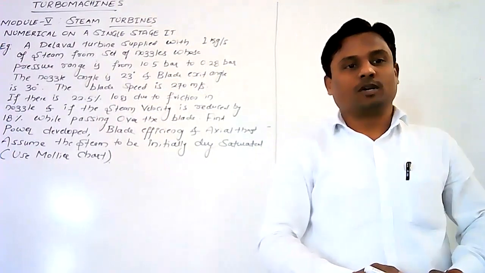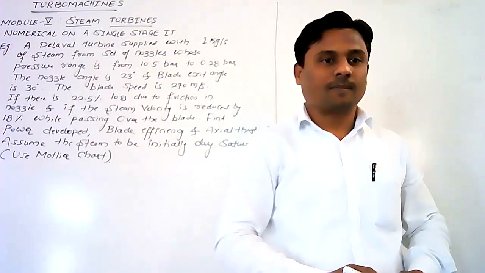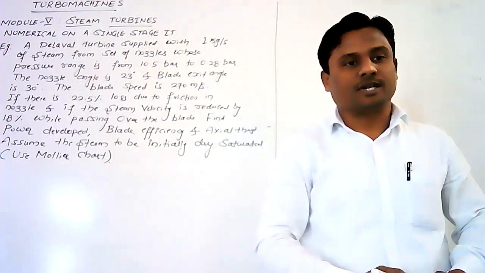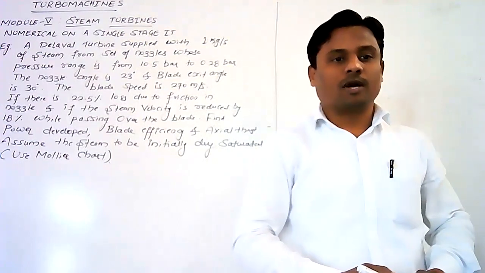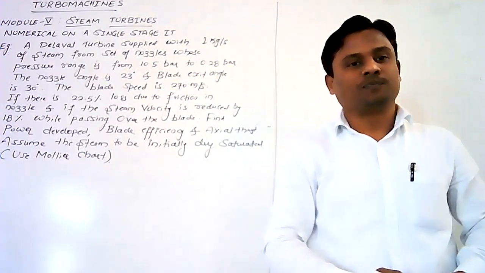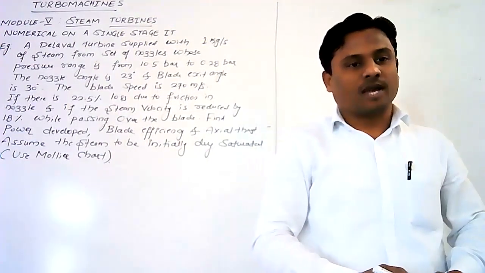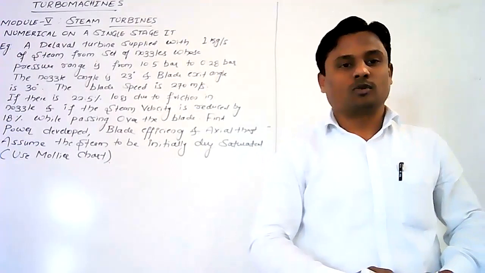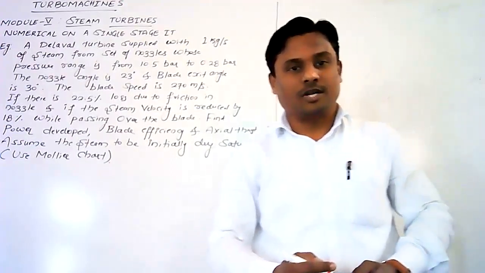If there is a 22.5% loss due to friction in the nozzle, and if the steam velocity is reduced by 18% while passing over the blades, find the power developed, first bit; second bit, blade efficiency; and last bit is axial thrust. We have to assume that the steam is initially dry saturated, so we have to use the Mollier chart here.